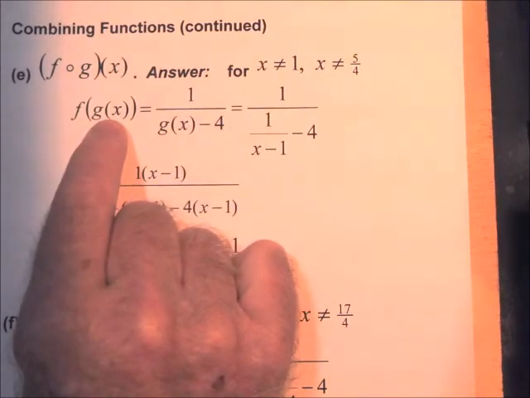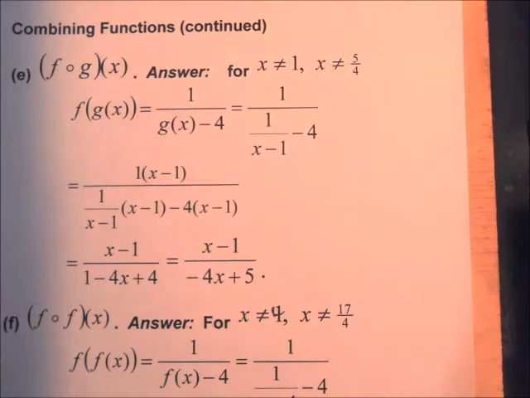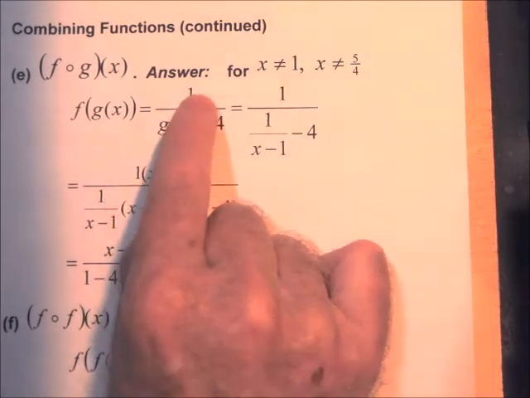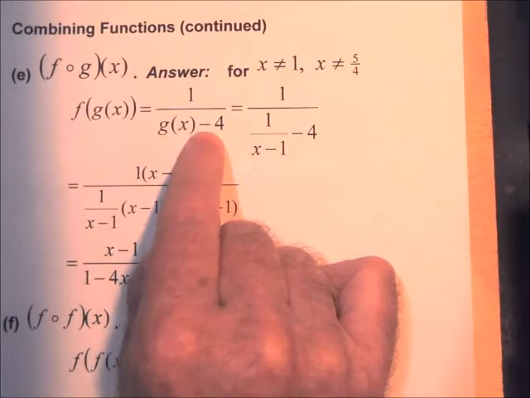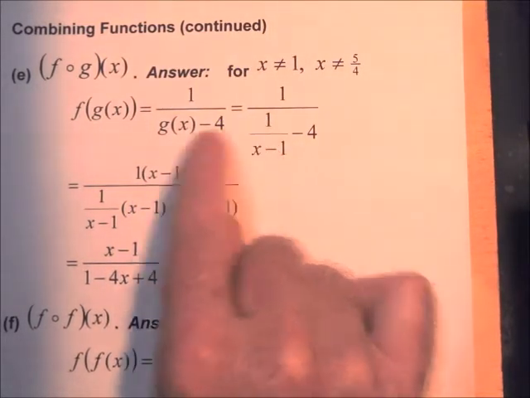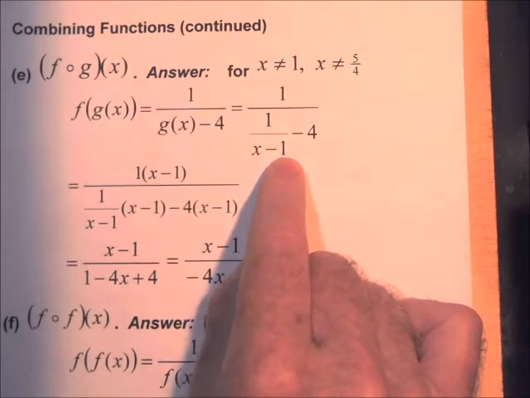And in the formula for f of x, wherever you see an x, you want to put a g of x. So the formula for f of x is 1 over x minus 4. So f of g of x will be 1 over g of x minus 4. And then the formula for g of x is 1 over x minus 1. So we replace g of x by 1 over x minus 1. And then we have a fraction within a fraction.